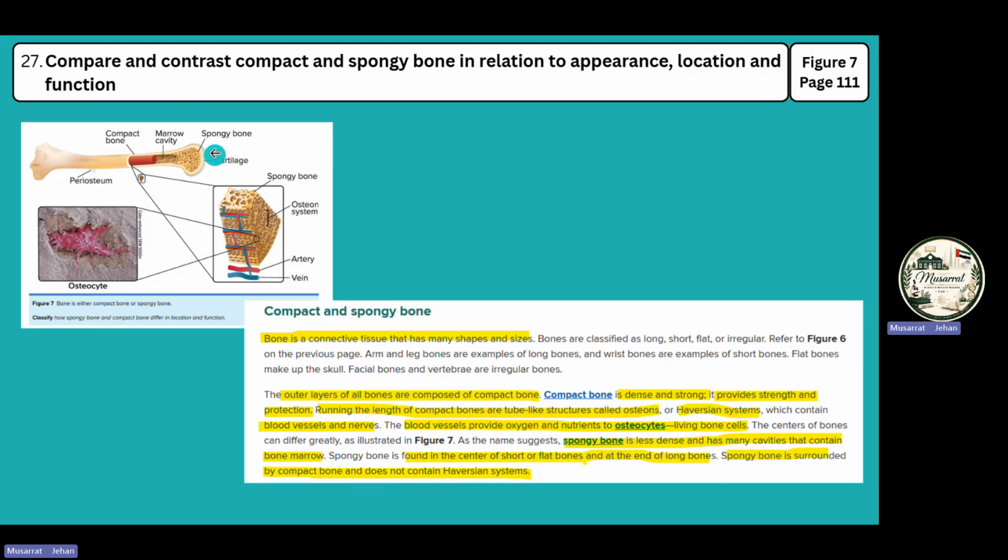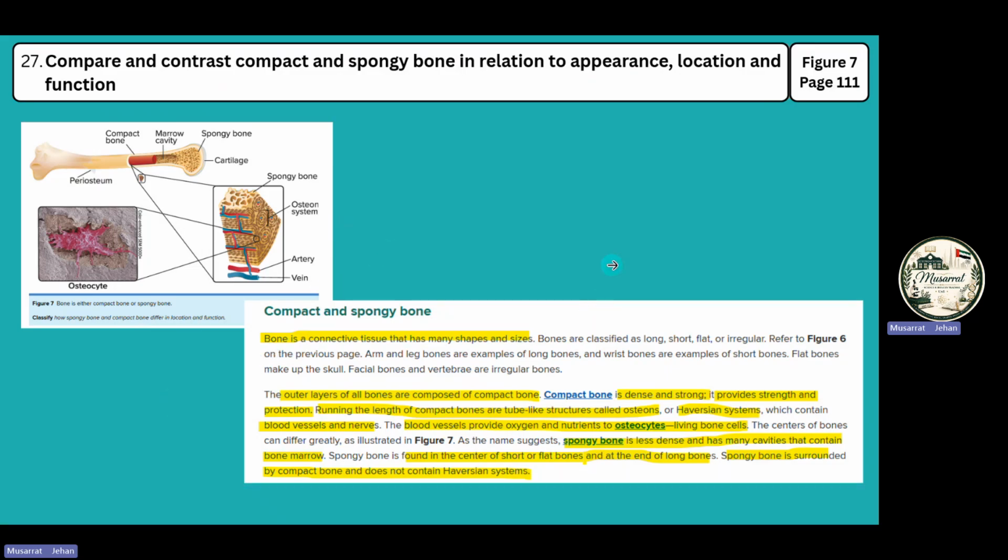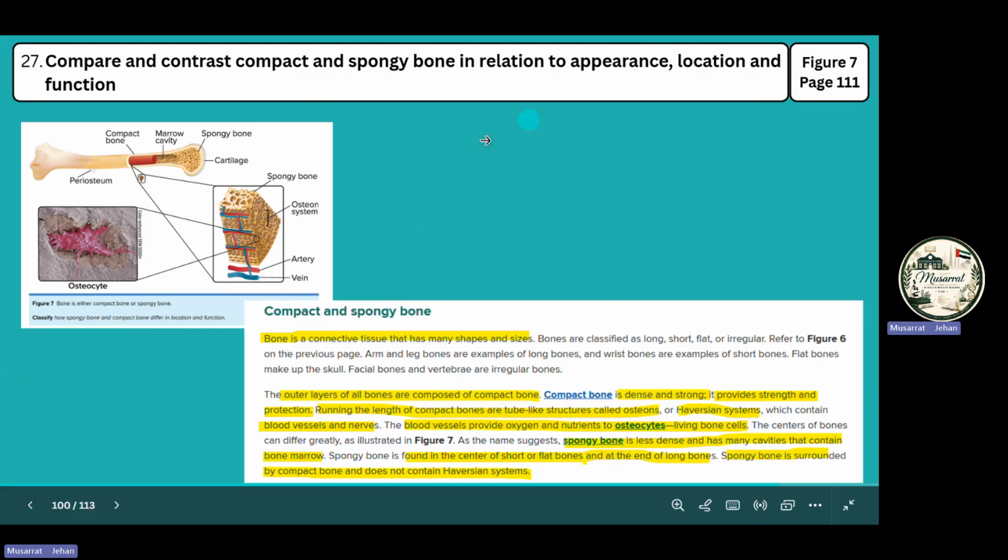The ends of this have cartilage. Then there is a marrow cavity. This is an osteon system, artery and veins and spongy bone, and these are the osteocytes. So what are compact and spongy bones? Bone is a connective tissue and it has different shapes and sizes. They can be long bones, short bones, flat bones, irregular bones. Arm and leg bones are examples of long bones. The wrist has short bones, flat bones are like our skull, and vertebrae are irregular bones.